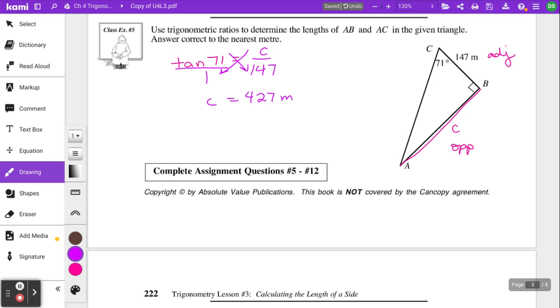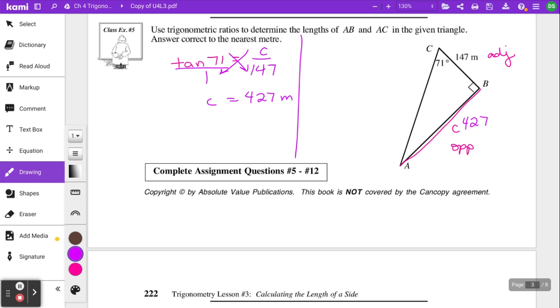So if this is 427, how might you find AC? How many people want to use Pythagorean theorem? How many people want to use trig? I don't care. Do it however you want. To use trig, Pythagorean theorem you already know, so you can use that. Let's show trig just to show how that would work.